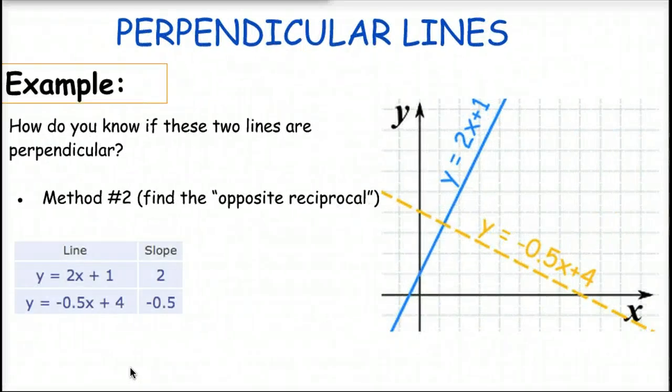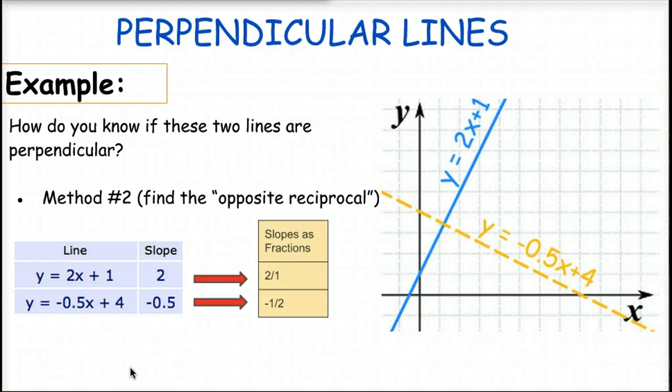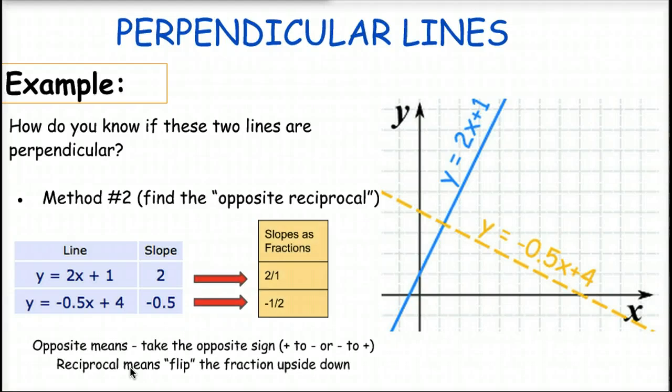The second way is to find the opposite reciprocal of the slope. So in our first line, we said our slope is 2. We want to convert that to a fraction. Well, remember that 2 is the same as 2 over 1. In our second equation, our slope was negative 0.5. Well, that's really the same as negative 1/2. Notice our slopes. We have 2 over 1, and then we have negative 1 over 2.